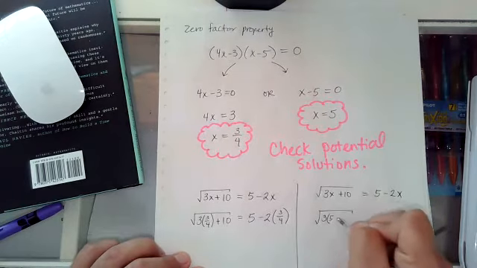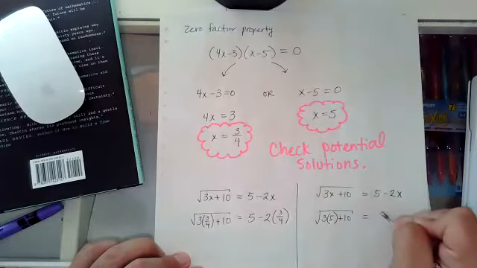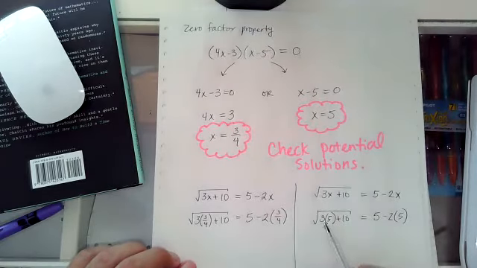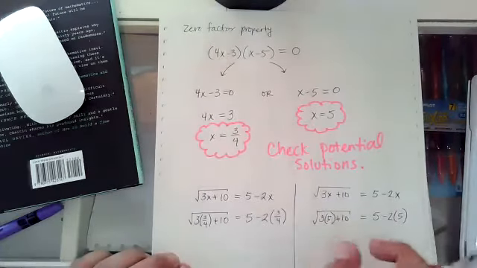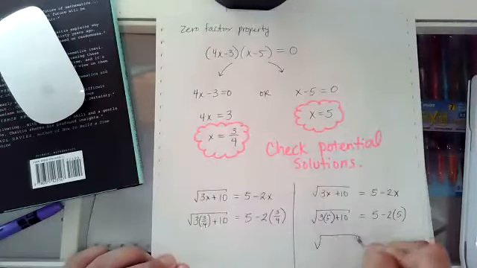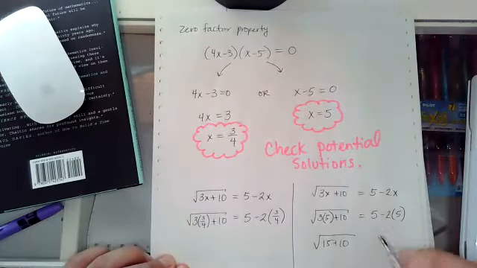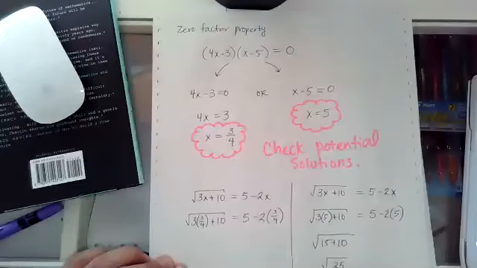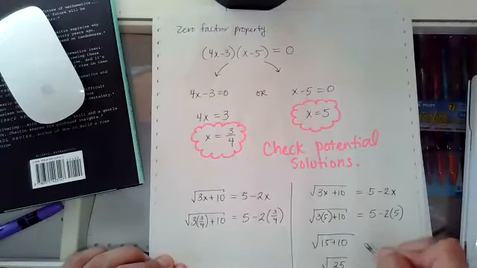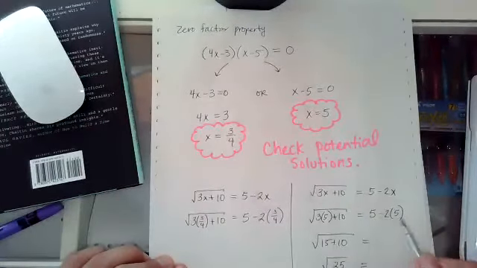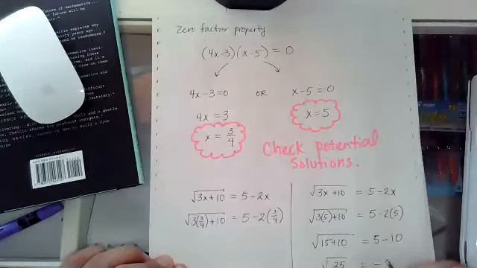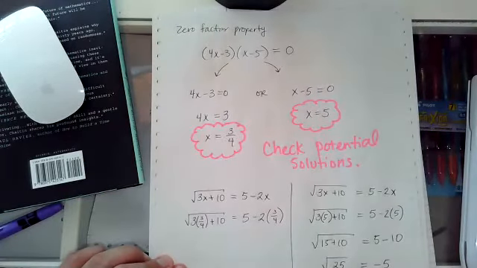3 times 5 plus 10 is equal to 5 minus 2 times 5. So if we start to simplify the left-hand side, it will be the square root of 15 plus 10, which is the square root of 25, which is 5. Okay, no square root. This side we'll get 5 minus 10, which is negative 5. So we'll ask ourselves, is 5 equal to negative 5?